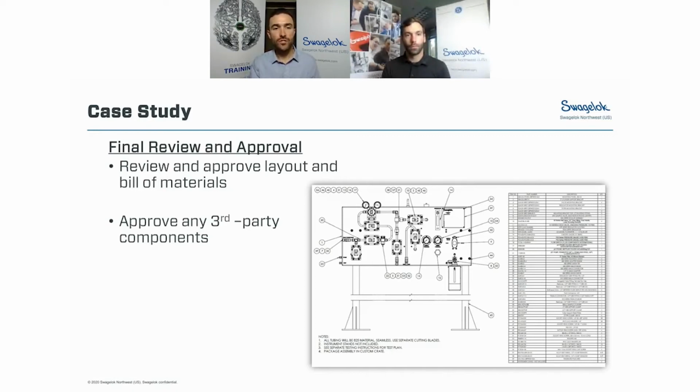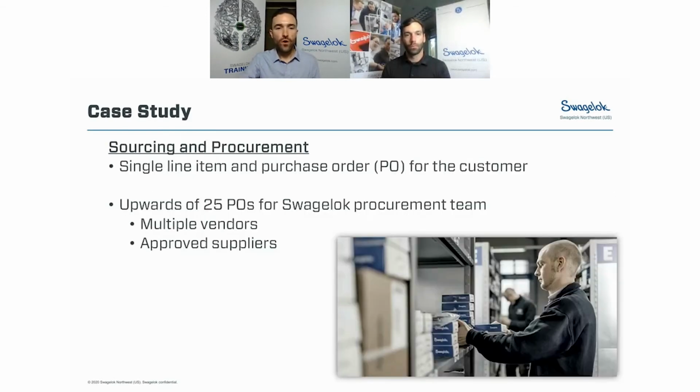So we'll get that onto a 2D drawing and get that reviewed both internally and by the customer, and go back and forth if there are any part number changes, or maybe the seal material needs to change, or a filter element size. We'll go back and forth, get a final approval, and then it will be moved over to sourcing and procurement.